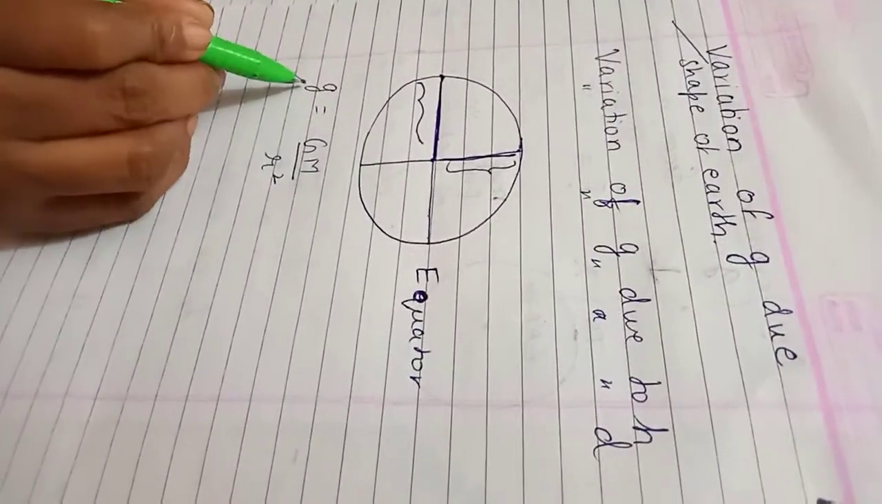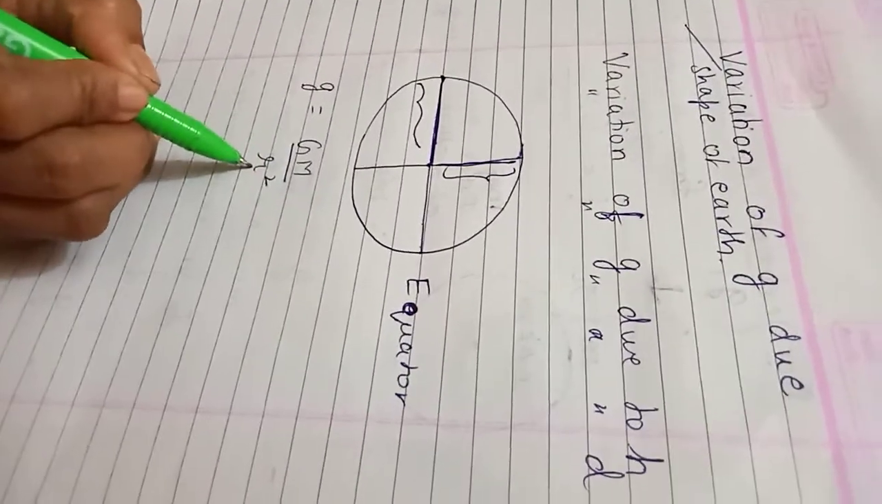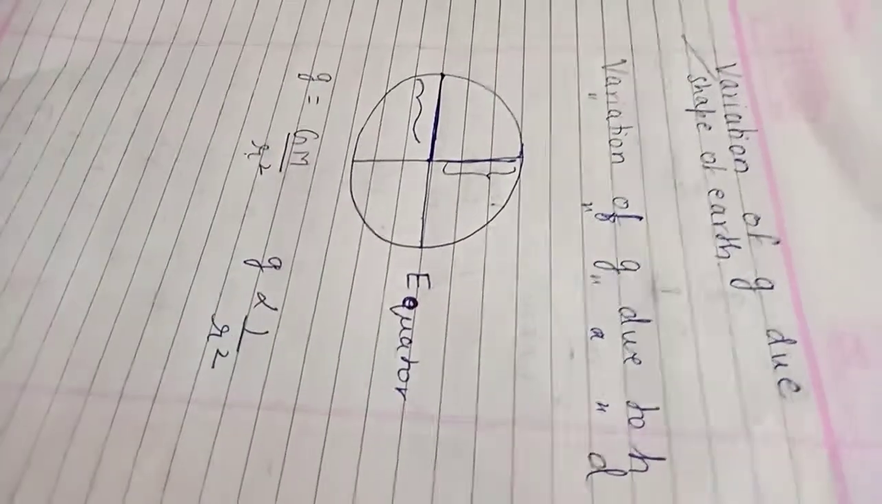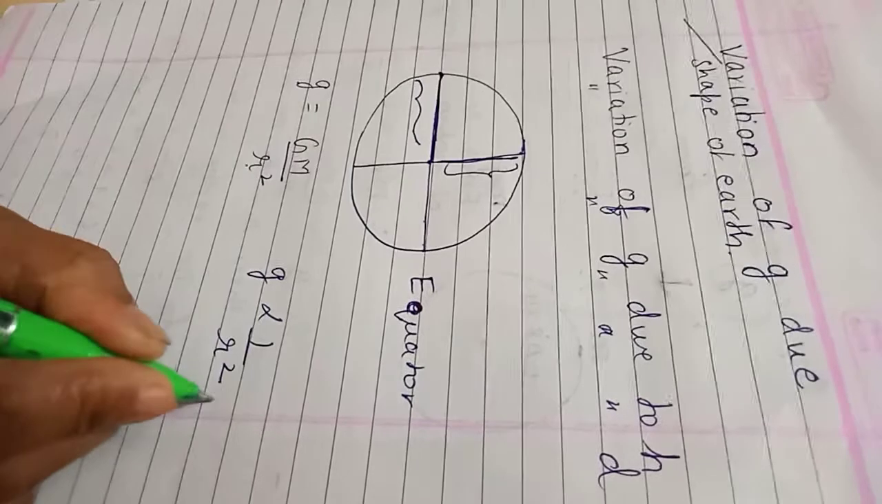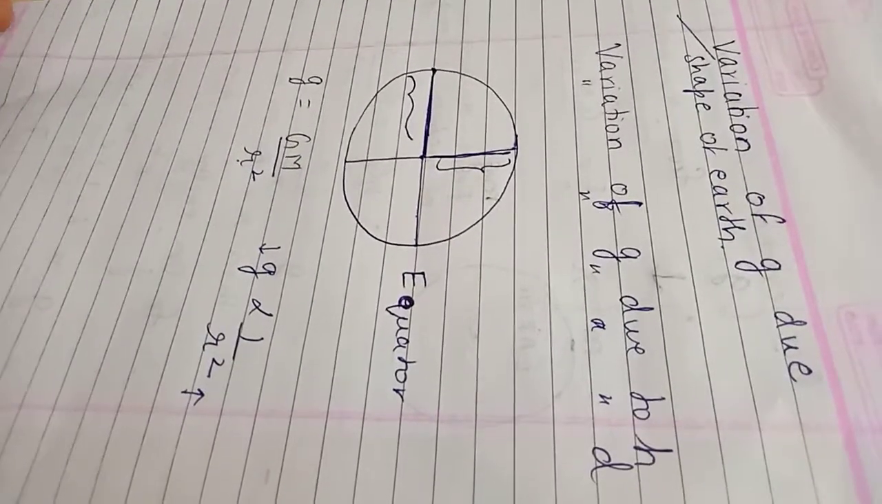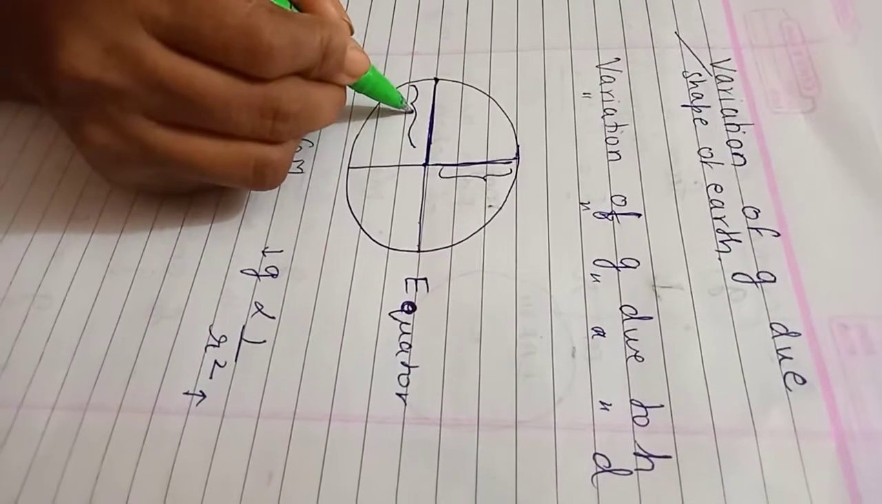Students, small g is equal to GM divided by r square, which means acceleration due to gravity is inversely proportional to the square of the distance. As the distance increases, g decreases. Simple logic, okay? To understand this, we'll apply it here.